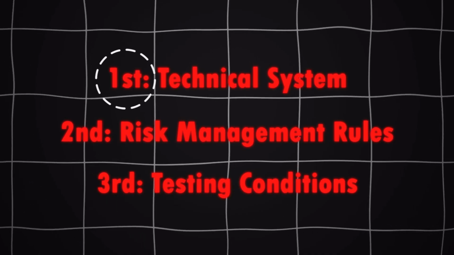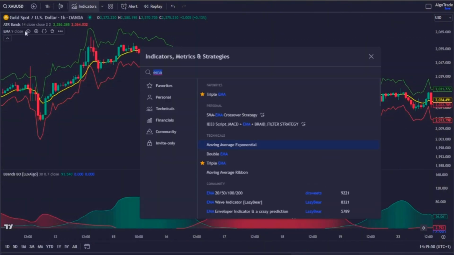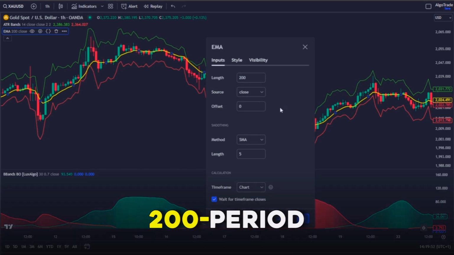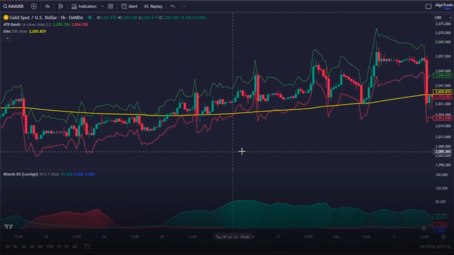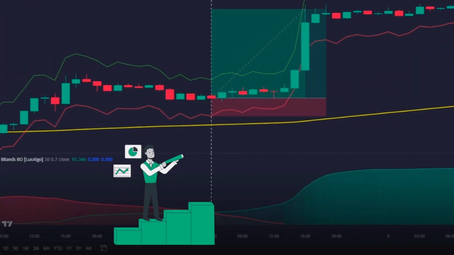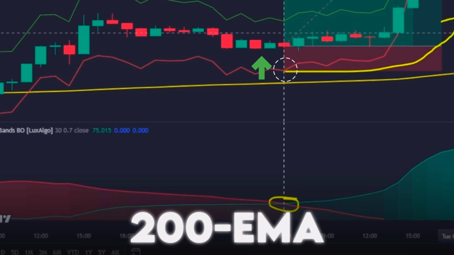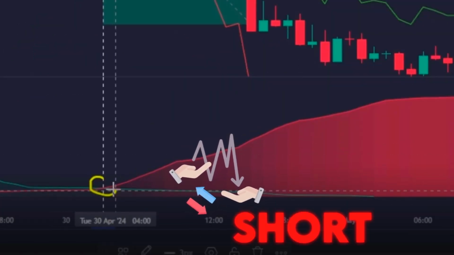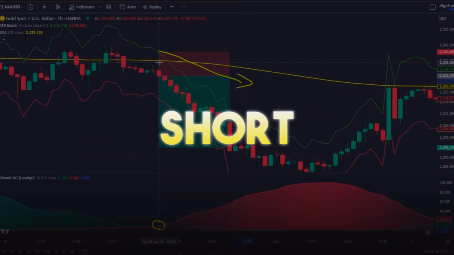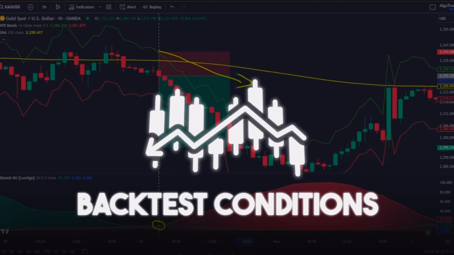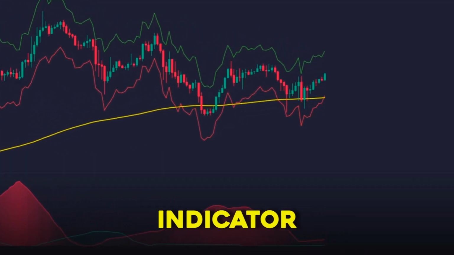Finally, regarding the technical system, in addition to the Bollinger Bands Breakout Oscillator, I will also use a 200-period exponential moving average as a baseline to filter out losing signals from the indicator. Here we have an example of a long position where the price is above the 200 EMA, and here we have a short trade example where the price is below the baseline. And in short, these are our backtest conditions. Let's now see how the Bollinger Bands Breakout Oscillator indicator will perform.